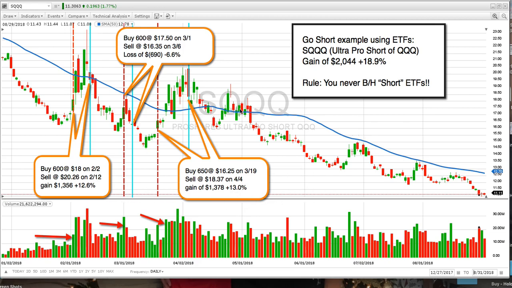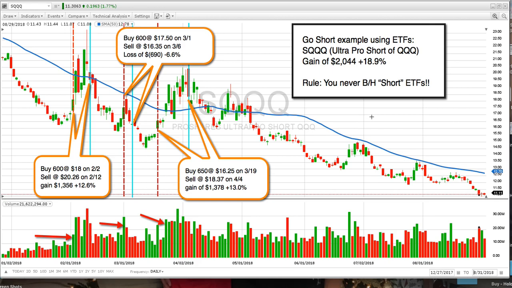Now, I'd be the first to point out that going short using ETFs or inverse ETFs is not for the faint of heart. And it's only a short-term trading situation. And there's a rule of shorting: you never buy and hold short ETFs for long periods of time unless we are in a bear market. And even then, you'll get stopped out. But the purpose of this is to illustrate how we trade shorts.